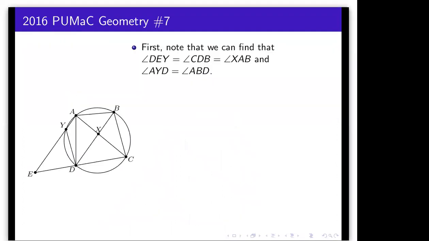So we got this pair of equal angles. And we also see that EYD and ABD are equal, because EYD is 180 minus AYD, which is 180 minus ABD.